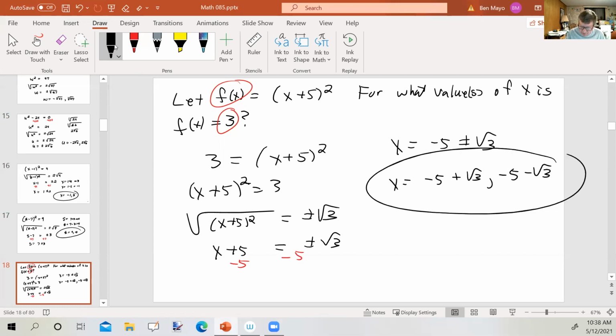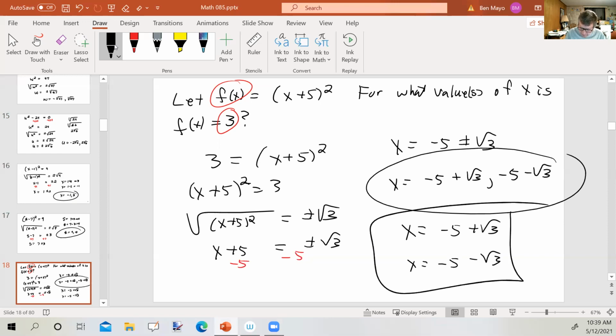So those two solutions, and again, I'm separating them by a comma. WebAssign may ask for two solutions separated by a comma. It may ask you to write them in this form. You'll just have to take a look and see how it expresses it. So depending on how they ask, you would write it one of those two ways.